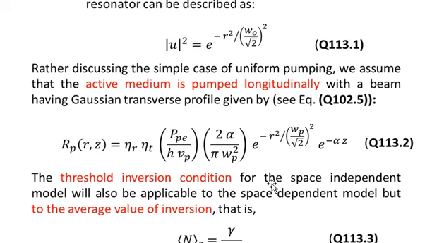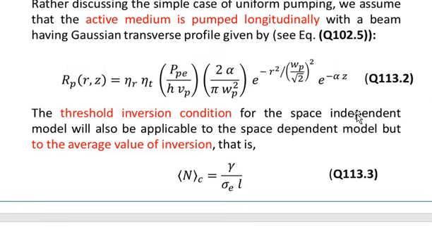The threshold inversion condition for the space independent model will be applicable to the space dependent model, but to the average value of inversion. So you see that in the space dependent case, we have to consider the average value of the quantities which we discuss in the case of space independent cases. So the average value of inversion is equal to γ over σE times L, where σE is the stimulated emission cross section, L is the length of the active medium rod, and γ are the total losses within the laser cavity.